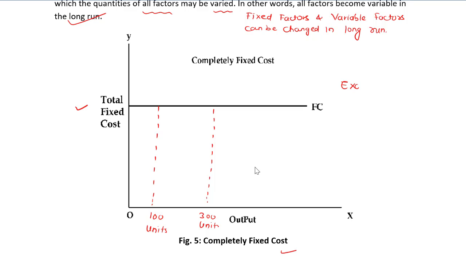Example, just write over here, rent of machinery or rent of factory.